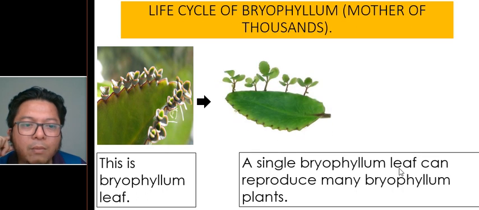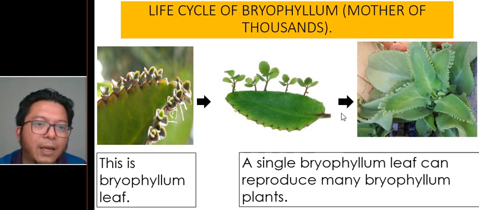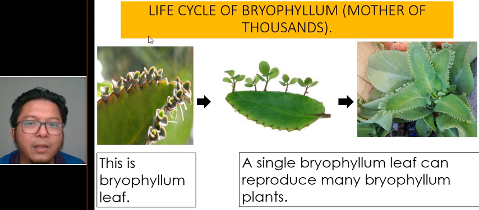A single BRYOPHYLLUM leaf can reproduce many BRYOPHYLLUM plants like this one. Just put on the soil and it will grow like this. See? And this small plant will grow into big plants which have many smaller plants at the end of the leaf, and again and again. That's why it's called a life cycle. Okay, now we have learned 3 things. 1, plants can grow from stem, plants can grow from roots, and plants can reproduce from leaves.